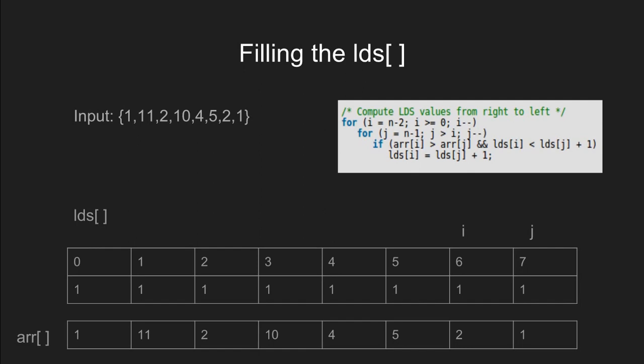Now let's see how to fill the LDS array. We start at i equal to n minus 2, so i equals 6, and j equal to n minus 1 equals 7. Array[i] is greater than array[j], yes, as 2 is greater than 1. And also, LDS[i] is less than LDS[j] + 1, so LDS[6] becomes 1 plus 1 equals 2.